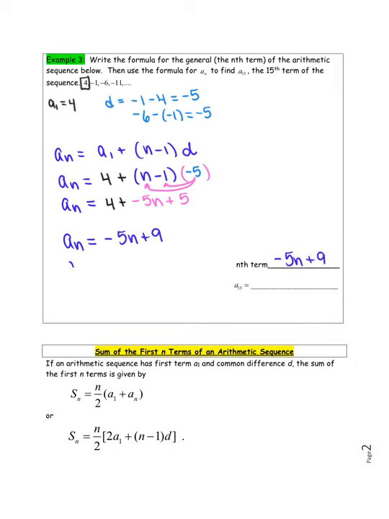And a sub 15 is plugging in 15 for the n value. Negative 5 times 15 plus 9 gives me negative 66.